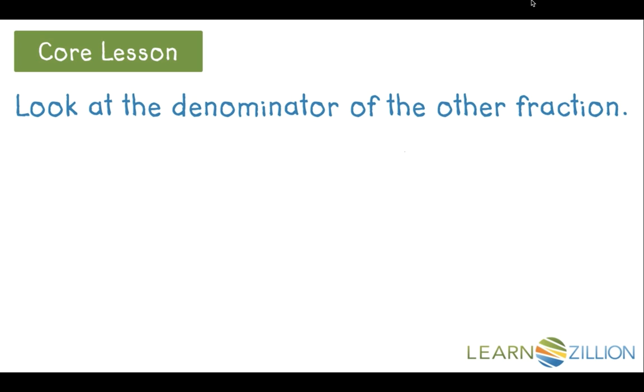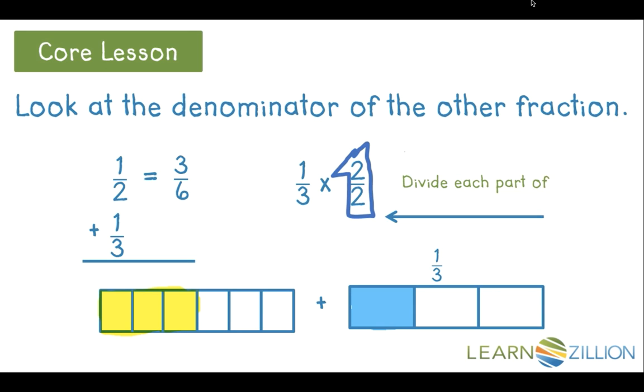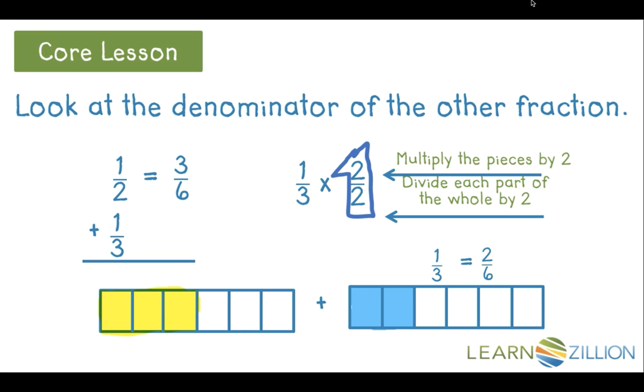Let's do this again by looking at the denominator of the other fraction for our second fraction. So for 1/3, we're going to look at the denominator of 1/2, which is 2. So 1/3 is going to multiply by 2 over 2. Again, I'm going to draw a 1 around it to remind me that I'm multiplying by 1. And you can see that this is going to divide each part of the whole by 2. So each of these pieces is divided in half. And that gives us an equivalent of 2/6 because it multiplies the pieces by 2.